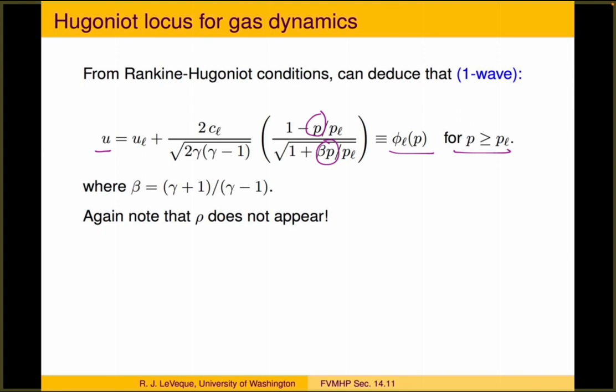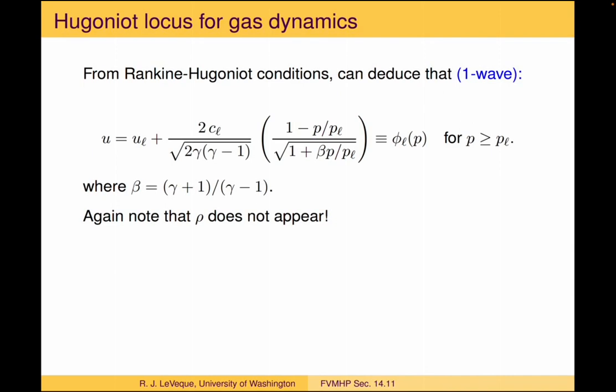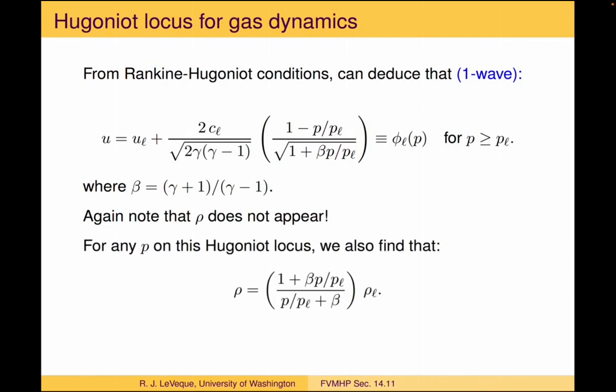And again, we can eliminate rho so that we get u only as a function of p, and then there's another formula that gives the variation of rho along this curve, which is given here. So once we've found an intersection, then we can evaluate also what rho is at the intersection point. And you can do similar things for the 3-wave and get an expression for how u varies as a function of p for p greater than or equal to pR.